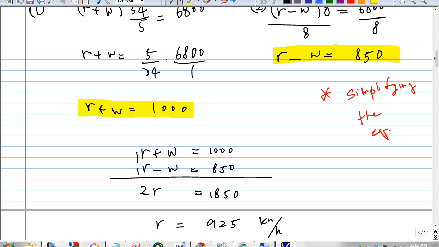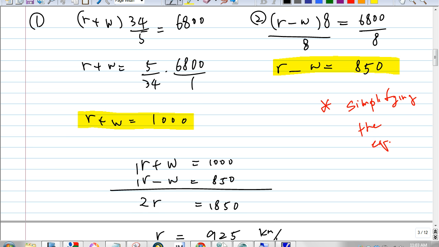Is that what they want, or do they want the other one? Do they want the rate of the wind also? How would you find the rate of the wind? Which equation would you use, in other words, to plug in? Dieter? The first one, but then the simplified first one, right? You wouldn't go back to the original one to plug it in. I will use the simplified first equation, which is R plus W equals 1,000.